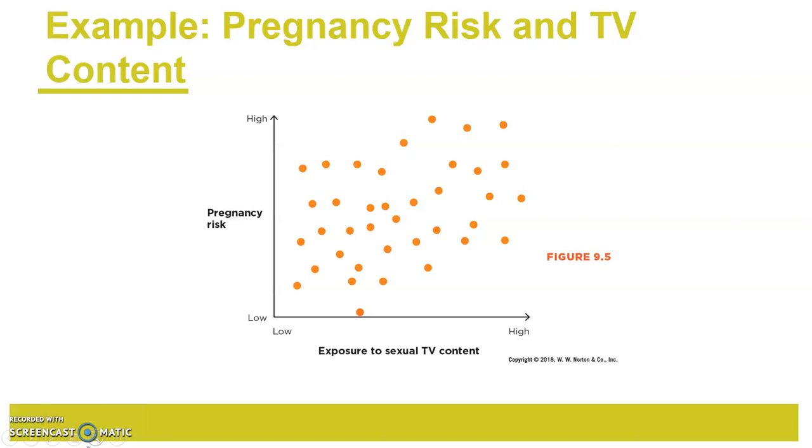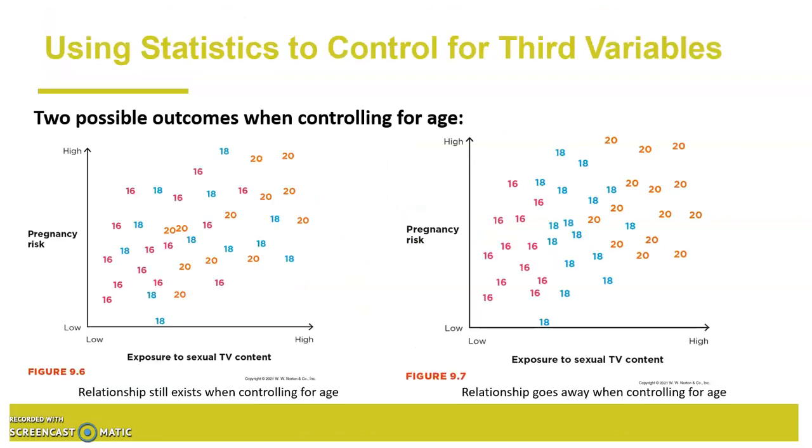It could be just that older adolescents are going to have more exposure to sexual TV content, and then they're also going to have a higher pregnancy risk. Now, multiple regression allows you to adjust for age or control for it, and examine how much of this variability in the data is explained by age specifically and how much is explained by other factors. Okay, so this is kind of what that looks like.